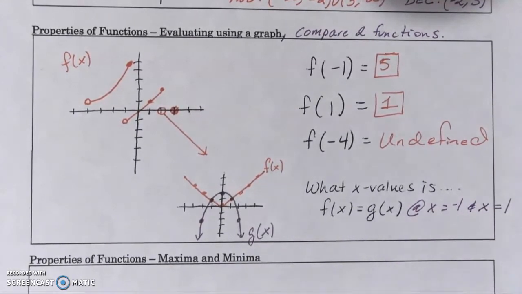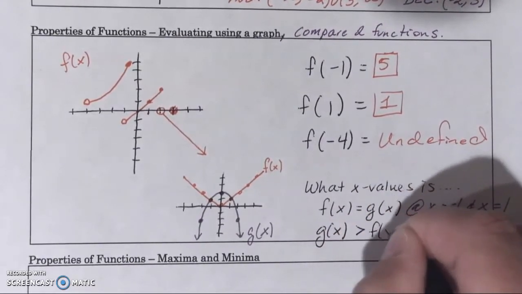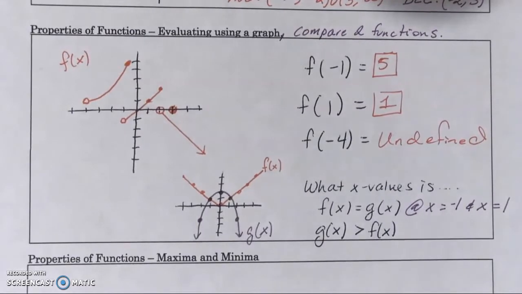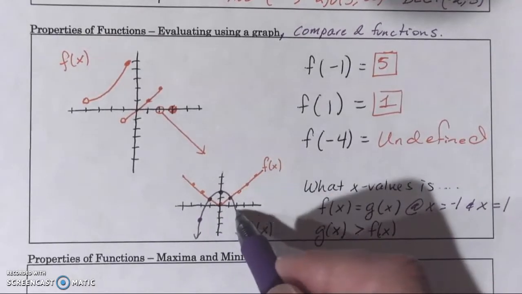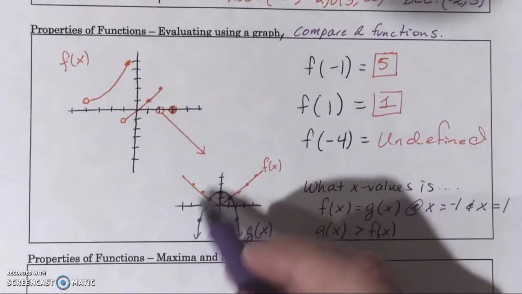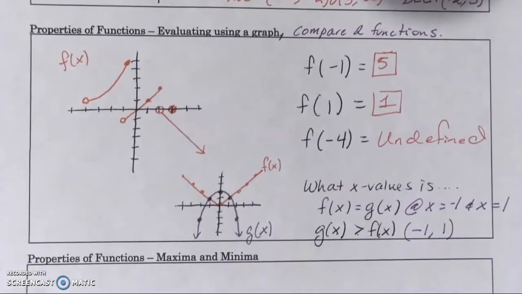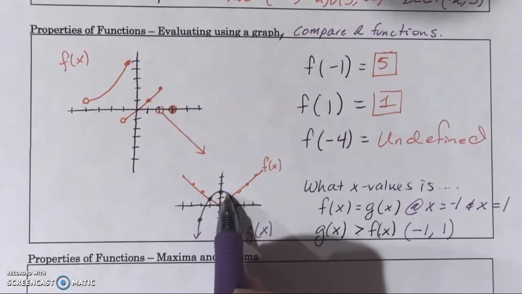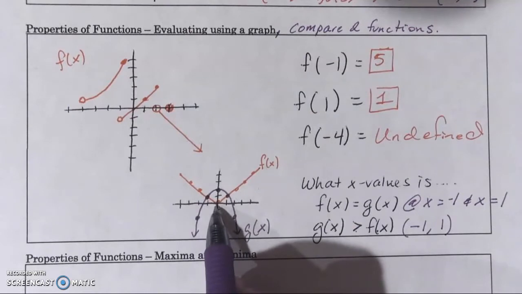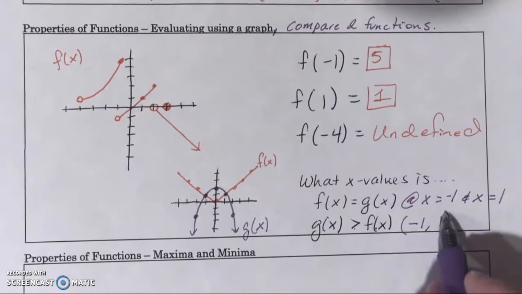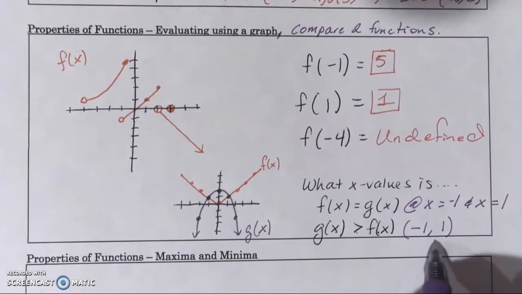All right? We could ask you where is g of x greater than f of x. Now, this should be an interval. Well, where is g of x above f of x on this graph? Well, from negative 1 to 1. From x equals negative 1 all the way to x equals 1, g of x is greater than f of x. Why are we using parentheses? There's no equals to bar underneath. If there was, we'd use brackets here.